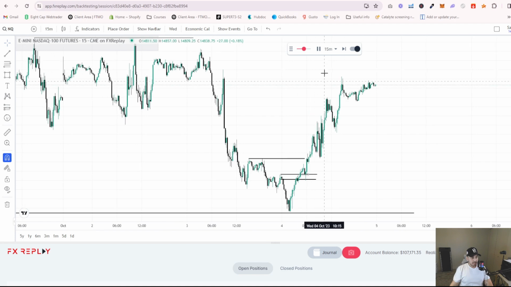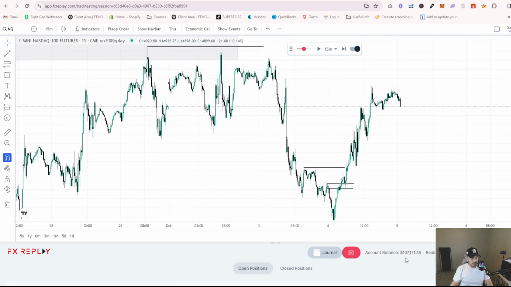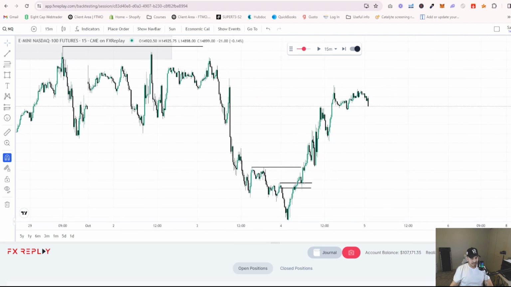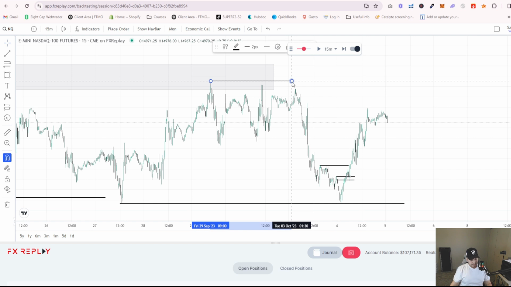So I probably would not have taken a trade anywhere around here besides this one, because again, we're focusing on unicorn. I wouldn't have taken a trade anywhere here. We're already up 7% for the week, so that is very, very good. So let's go ahead and see what happens for Thursday of this week.